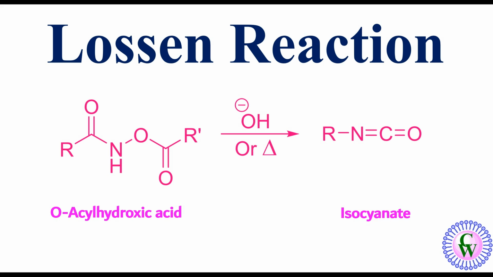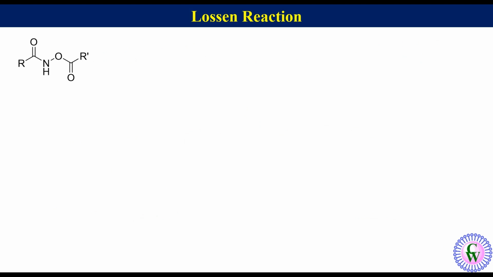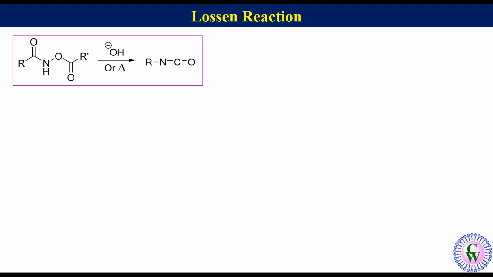In this video, we are going to discuss a very important name reaction, that is Lossen reaction, also called Lossen rearrangement. In this reaction, O-acyl derivative of hydroxamic acid in the presence of base or heat rearranges to isocyanate. Apart from O-acyl derivative of hydroxamic acid, you can also use O-sulfonyl and O-phosphoryl derivative of hydroxamic acid.